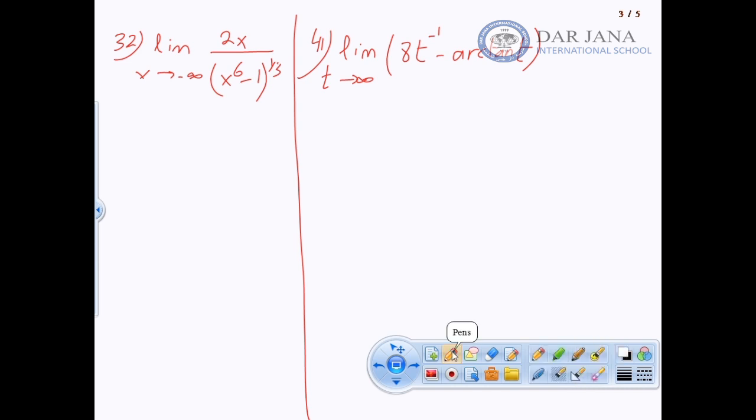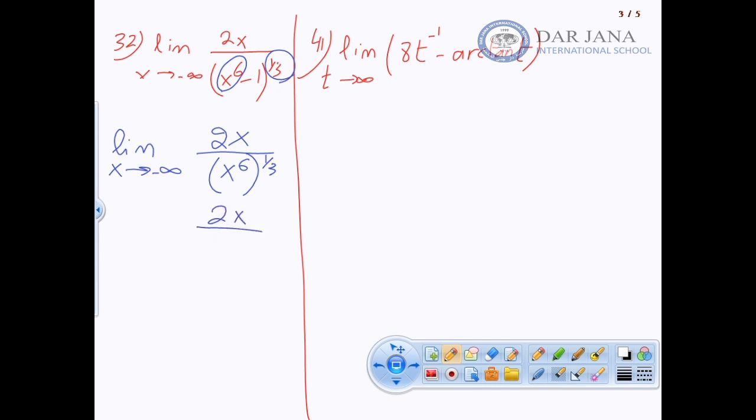Here, the highest term up top is one term, so I'm going to write it as 2x. Don't forget to write limit every time. And here x power 6 minus 1, the highest term is x power 6, of course, and I have power 1 over 3. So 2x over x power 6. Here we have to multiply the exponents: 6 times 1 over 3 is 2.